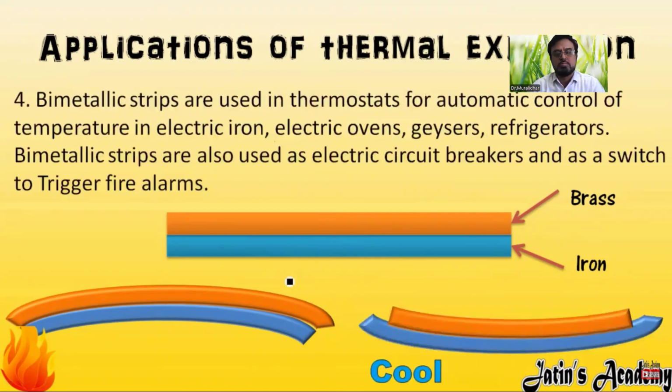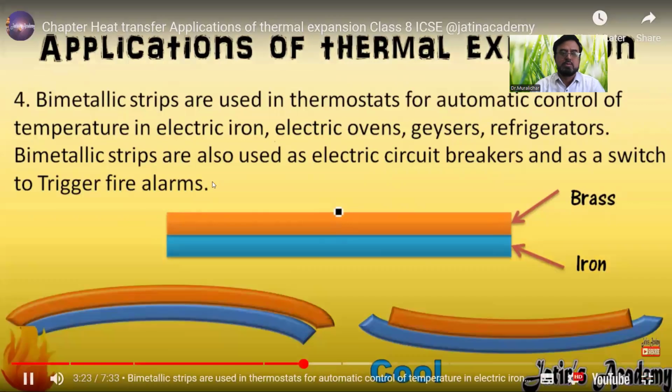Clear? So that is why bimetallic strips are used in thermostats for the automatic control of temperature in electric irons, electric ovens, geysers, as well as water refrigerators also, in order to maintain the temperature in these appliances. Bimetallic strips are also used in MCB, that is miniature circuit breaker, which is used in our main electric board, so that we can maintain the flow coming from the main electric poles into our house. In order to maintain it, we are using the MCB, and MCB also uses the bimetallic strip.